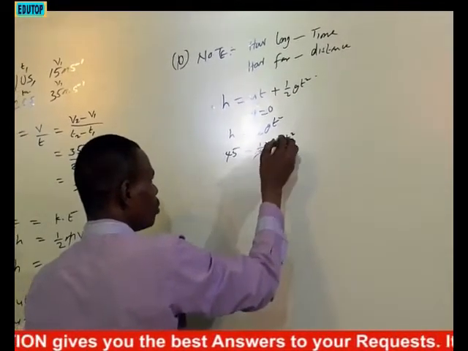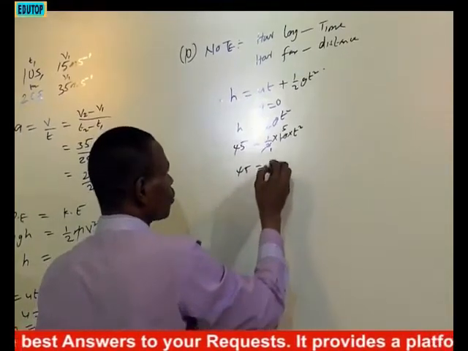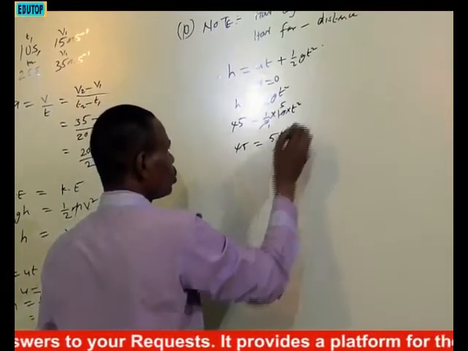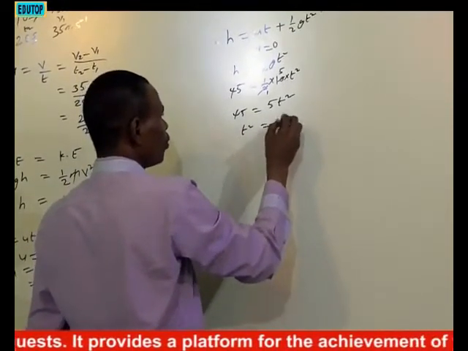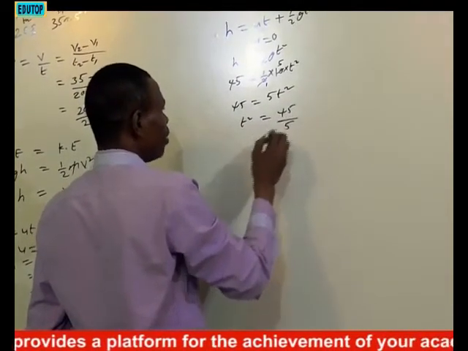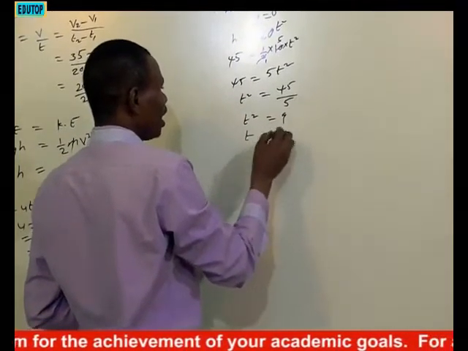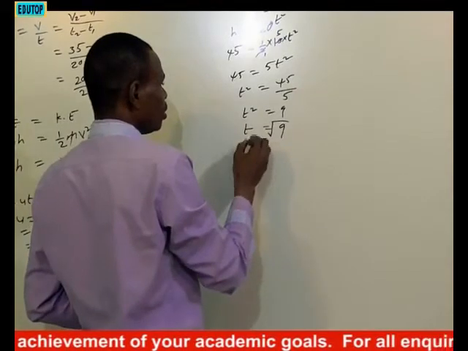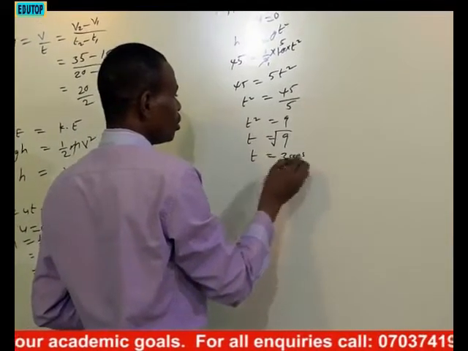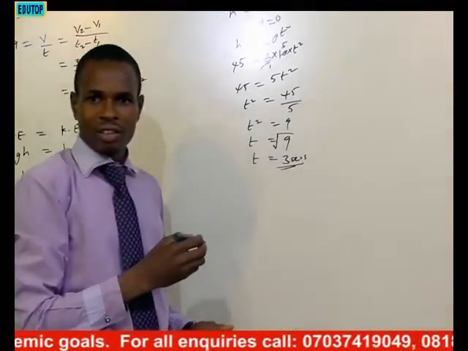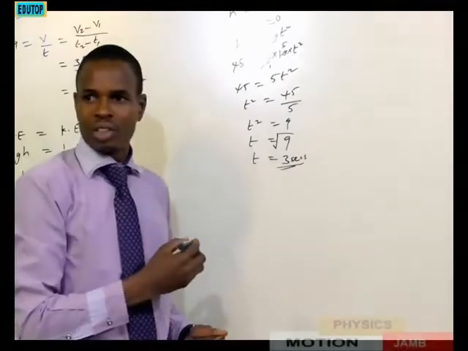Half of 10 is 5, so 45 is equal to 5t squared. So t squared is equal to 45 divided by 5, and t squared will be equal to what? 9. Take the square root of 9, then t is equal to 3 seconds. 3 seconds. How long? And that's what you are told to calculate.